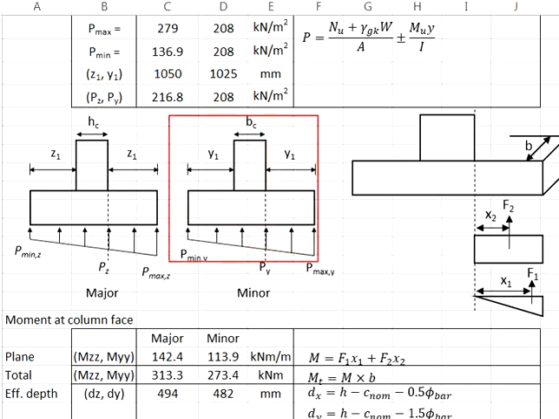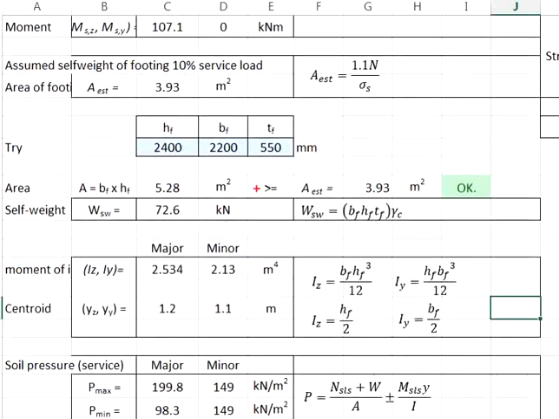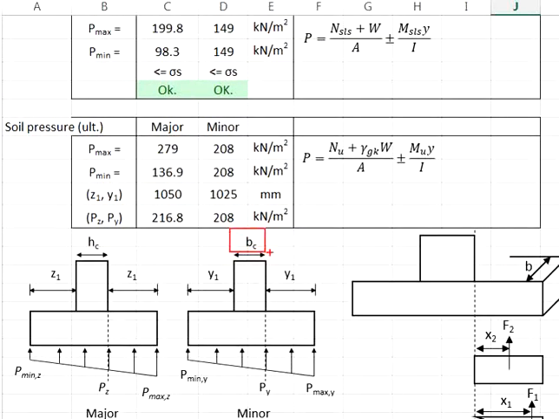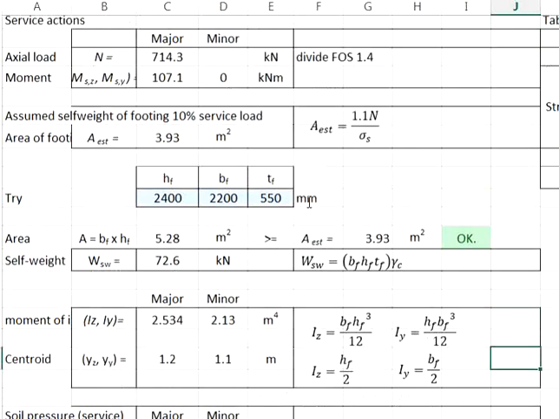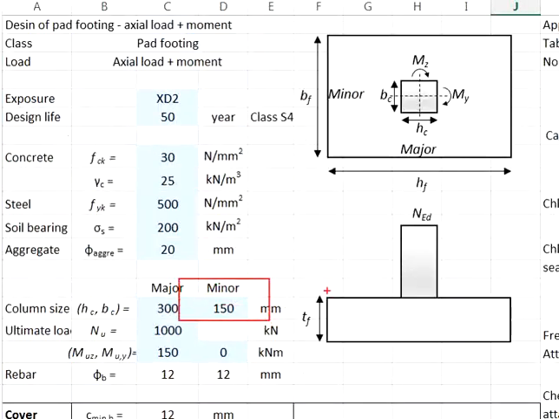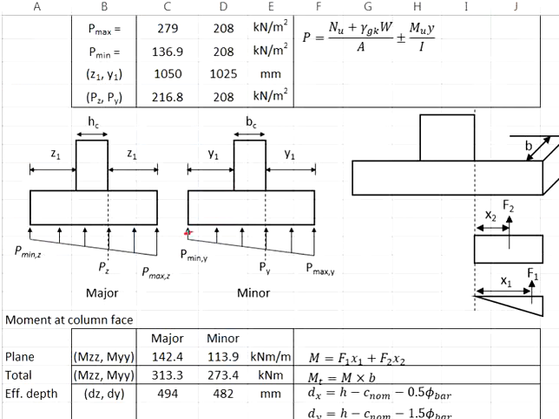You will do the same for the minor axis to determine Y1. Your width of the pad footing in the minor axis is equal to 2.2 meter. Your width of the column in the minor axis is equal to 150 mm. Use the width of the pad footing minus the width of the column divided by 2. This you get your Y1.